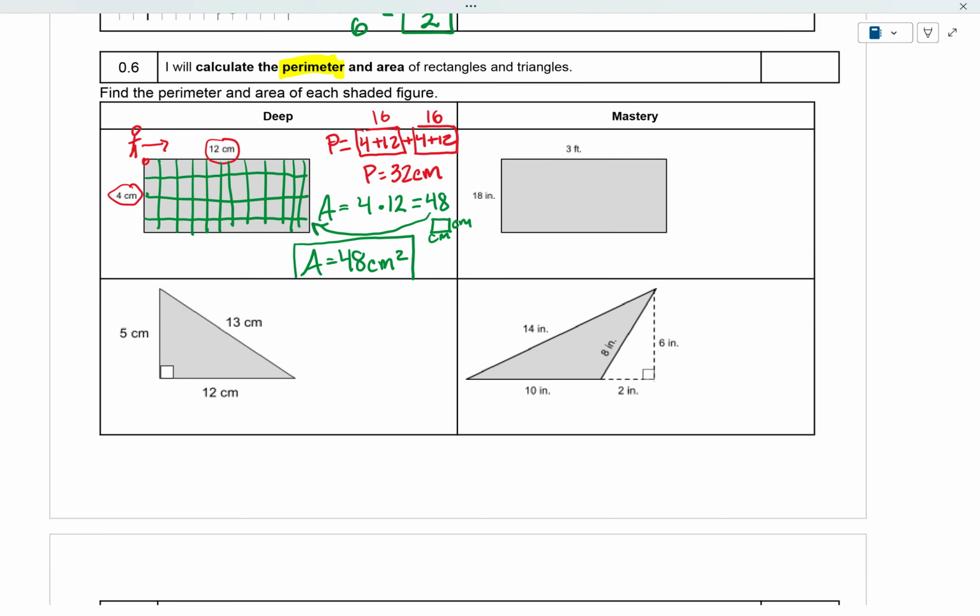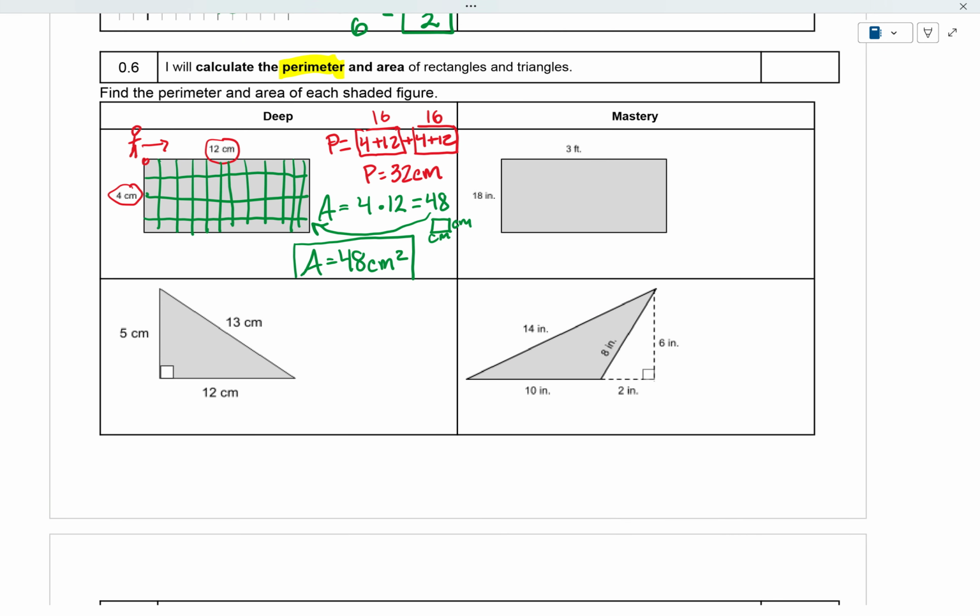So let's do the mastery question. Some of you are like, oh, that was easy. I'm just going to take 18 and add it to 3, and then take it and add it to another 18 and another 3, and you are incorrect, my friends, because you might have not been paying attention to the unit of measurement. These are not both inches, and they're both not feet. So you got to decide, which one do you want to convert it to?